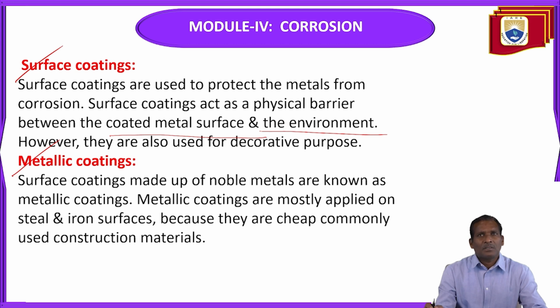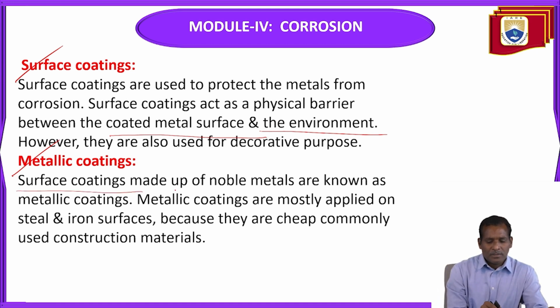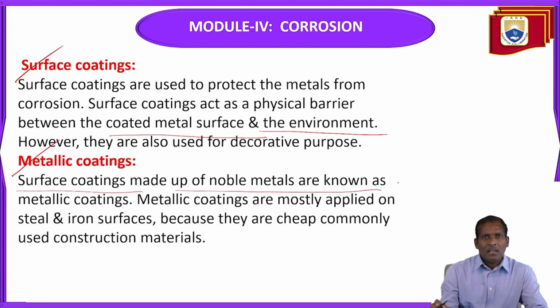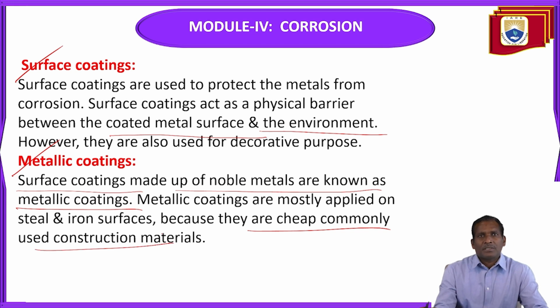The primary application is to protect the metal from corrosion. The surface coatings act as a physical barrier between the coated metal surface and the environment. The metallic coatings: surface coatings made up of noble metals are known as metallic coatings. The metallic coatings are mostly applied on steel and iron surfaces because they are cheap, commonly used construction materials.